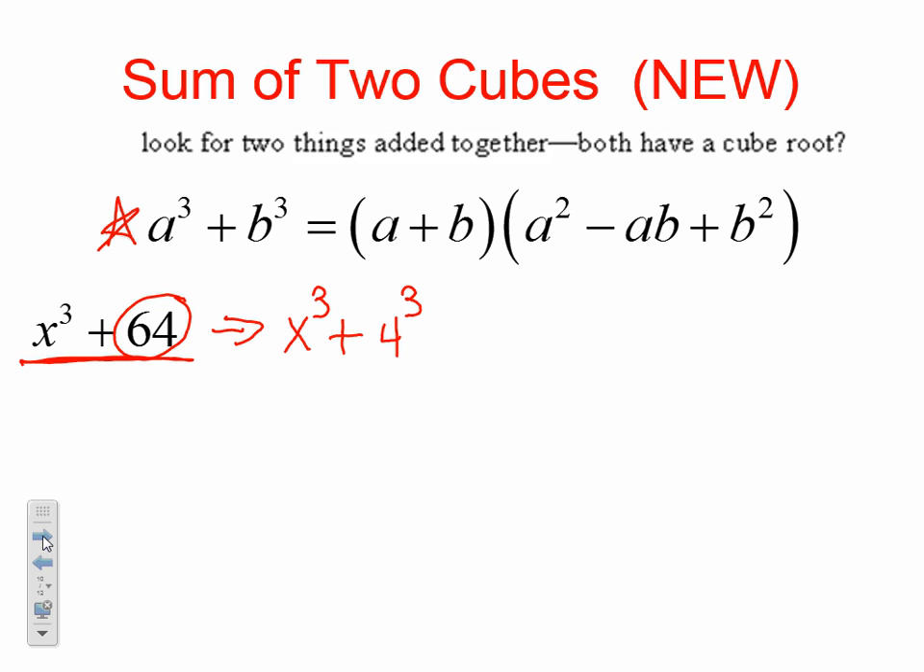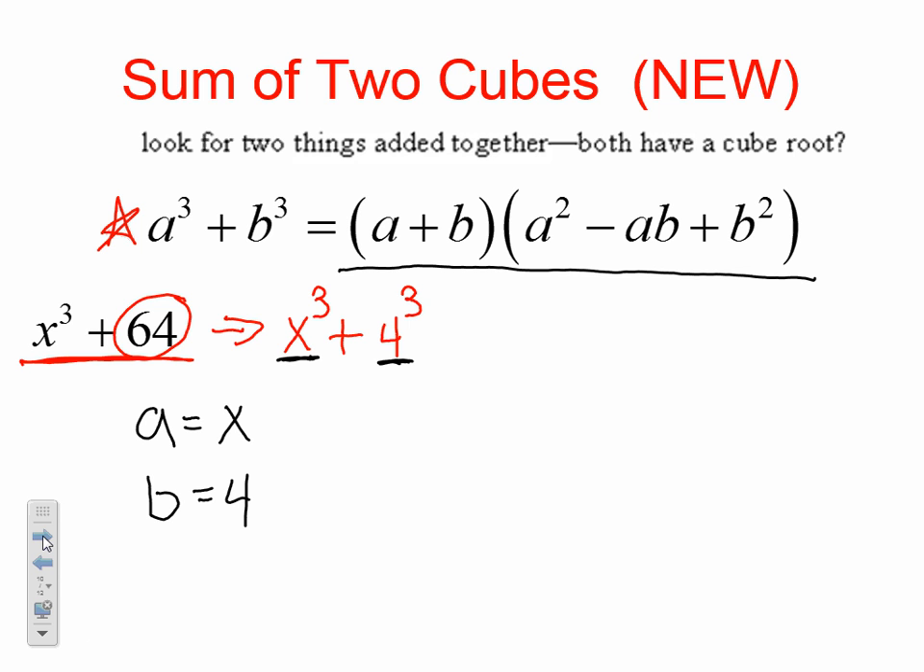Okay? And now I'm going to have an a and a b. My a equals x, so it's this one right here, and my b equals whatever number here is being cubed, which is 4. And I'm going to plug it in to this equation right here. That's all I'm going to do. So this equals, my a is x, so I'm going to put x plus my b, which is 4. Parenthesis, close, a squared, so my a is x squared minus a, which is x, times b, which is 4, plus b squared, so 4 squared.